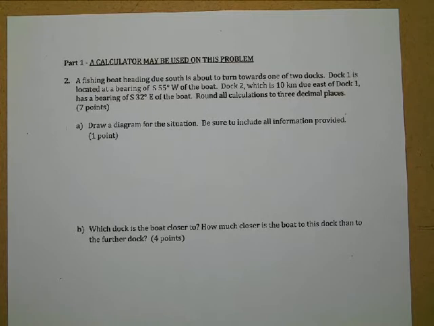So, anyway. A fishing boat heading due south is about to turn towards one of two docks. Dock 1 is located at a bearing south 55 degrees west of the boat. Dock 2, 10 kilometers due east of Dock 1, has a bearing of south 32 degrees east of the boat. Round calculations to 3 decimal places. Okay, so this is worth a total of 7 points. So part A, drawing the picture and labeling with the information provided, that's 1 point.